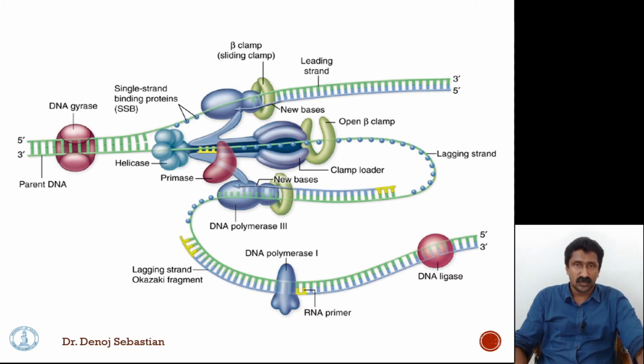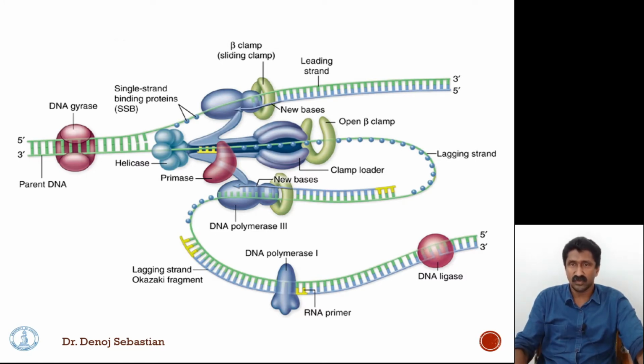Then this is the clamp loader protein. Then this is the lagging strand, and this is the primase enzyme which creates the primer. And by rearranging in this direction, the primer will be available here, and the polymerase can synthesize this strand in this direction. And starting from this primer, the polymerase proceeds with synthesis in this direction.